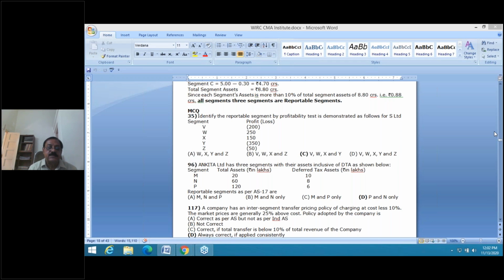Yes, friends. Loss total should be 600. Yes, check it. Yes, it is 600. So 600, 10% comes 60. Correct, friends? 200, 350 and 50. So it comes 600, not 500. So loss total is 600, profit total is 400, higher is 600, 10% of it is 60. So whosoever figure is 60 or more, whether profit or loss.